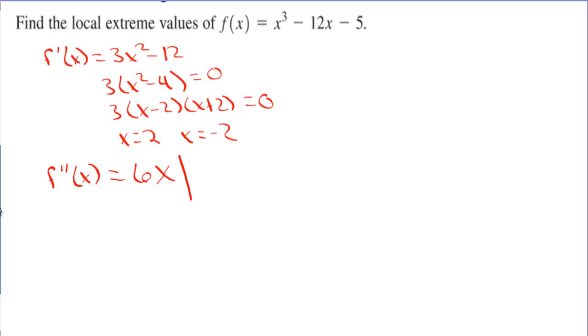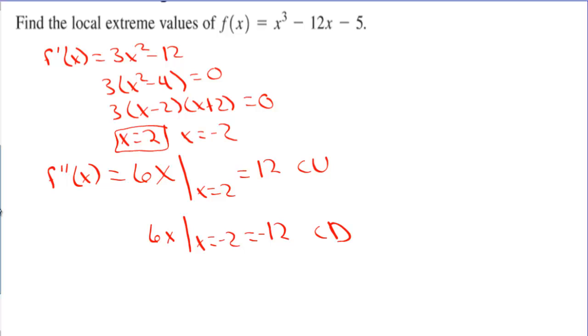Now, if you evaluate this at x equals 2, we find out that's 12, and so it's concave up. If we evaluate this at x equals negative 2, we get negative 12, so it's concave down. At 2, if it's concave up, then it is a minimum. And if it's concave down at this value, then we must have a local maximum.